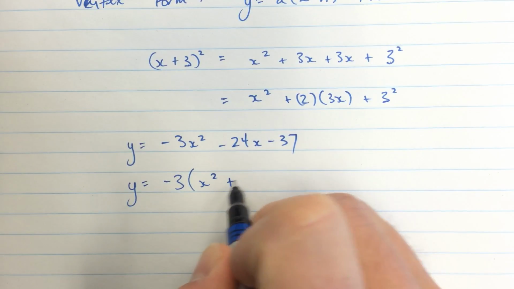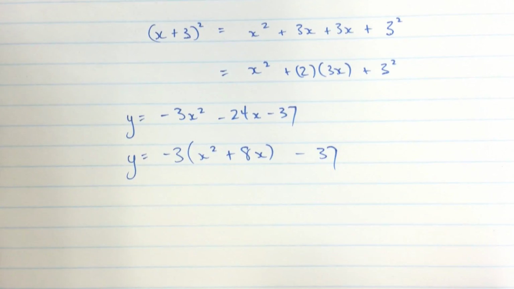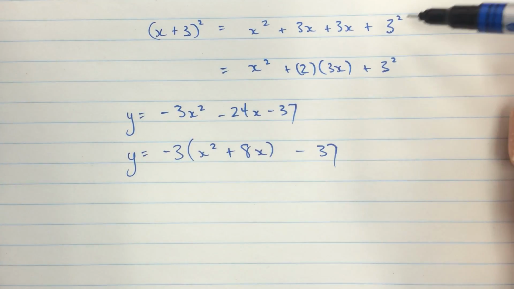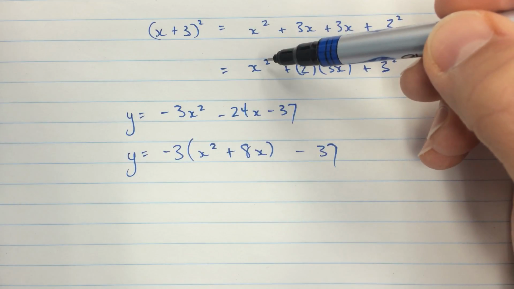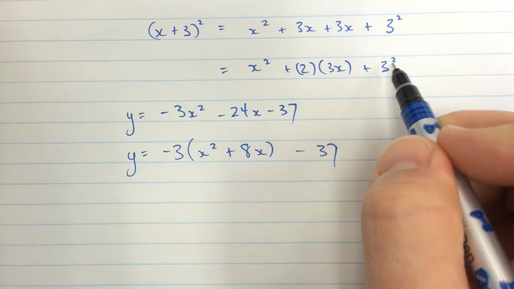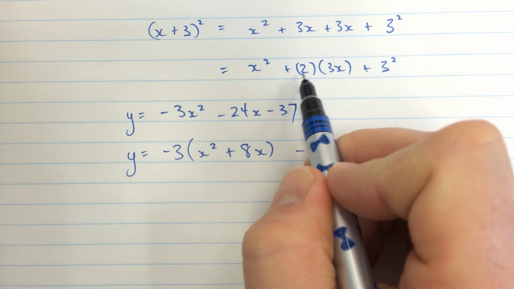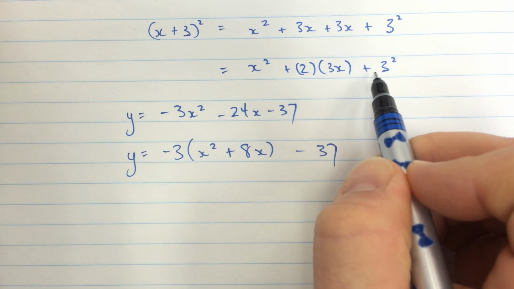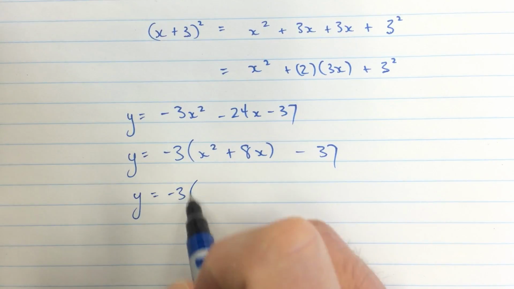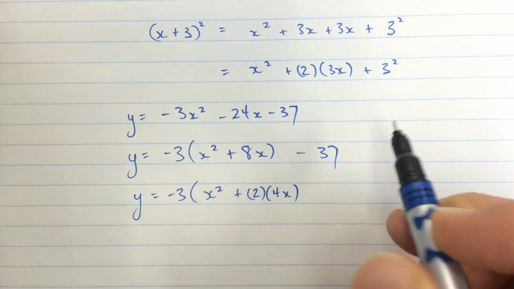We'll be left with x squared plus 8x, and we still have that negative 37 hanging out at the end. So this is not a perfect square yet. It doesn't have this kind of form where we have an x squared, a linear term, and then a perfect square at the end. But we could figure out how to make a perfect square. What I want is x squared plus 2 times something x plus a constant. Well, this is 2 times something x. This is 2 times 4x.